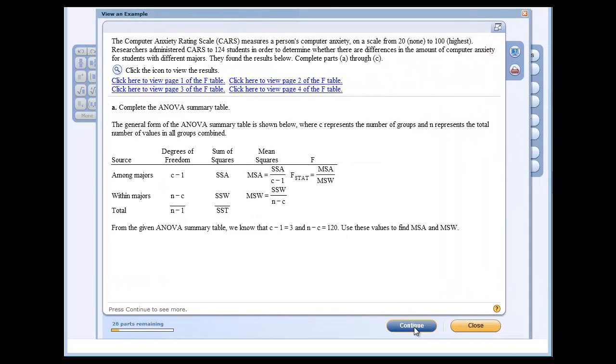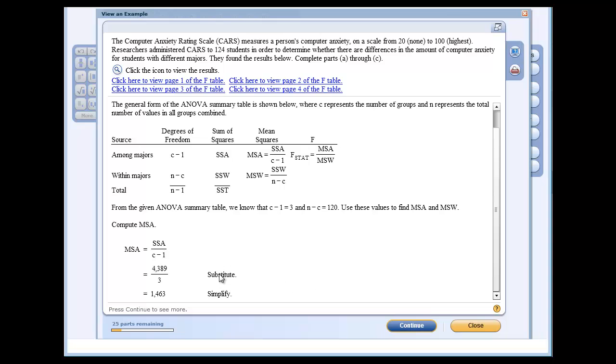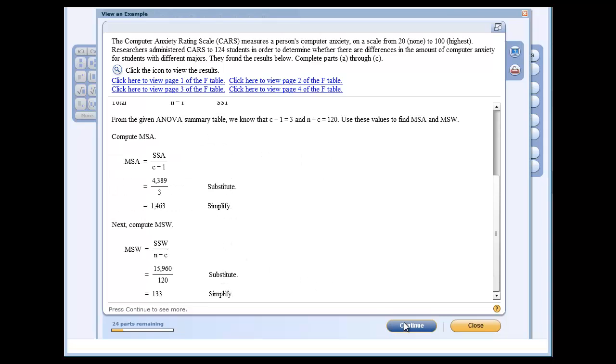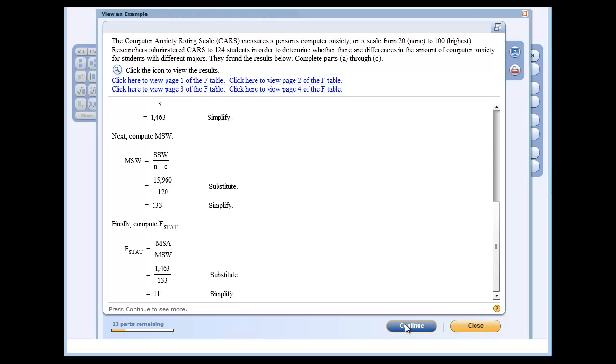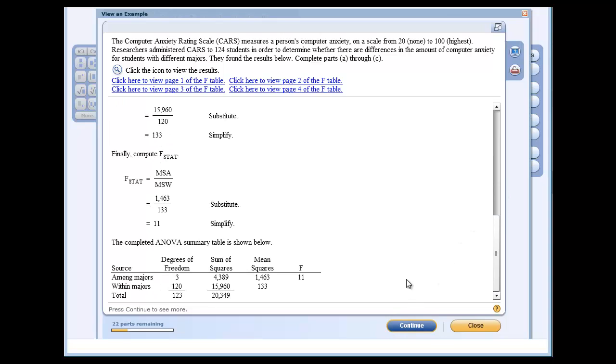That's what we would do in the problem, but let's work this problem here. Okay, so here they're just showing us what to do, and eventually we're going to get down to this table with 3, 120, and 123 for our degrees of freedom. Now, our mean squares are the sums of squares divided by the degrees of freedom. So 3 into 4389 is 1463, and 120 for the other. So you don't need Excel to do this. You just calculate, do it in your head, really.